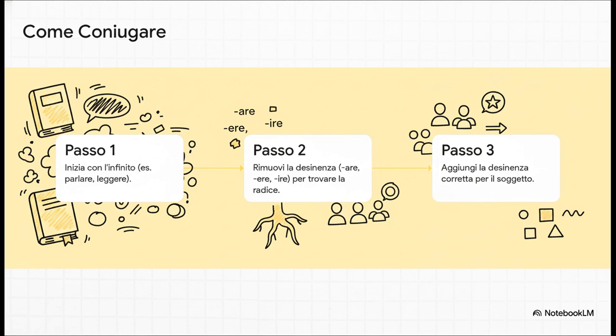First, you take the full verb, its infinitive form, like parlare, which is to speak. Step 2, you chop off the ending, that are bit. What you're left with is the stem. And finally, step 3, you just stick on a new ending depending on who's doing the talking. It's like a formula. A system. Once you get it, you get it.